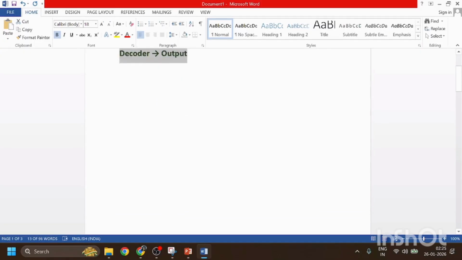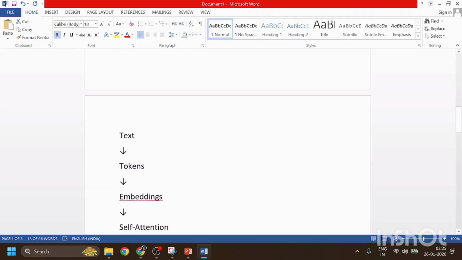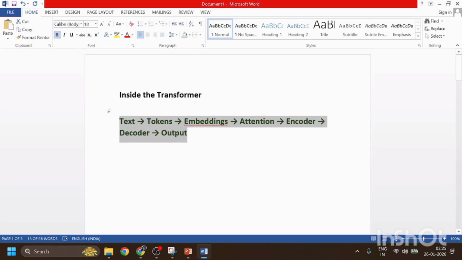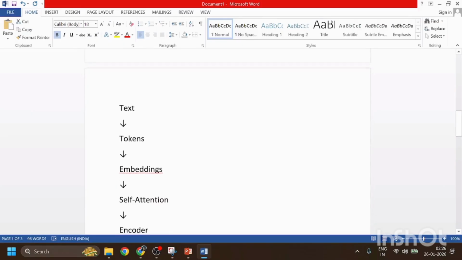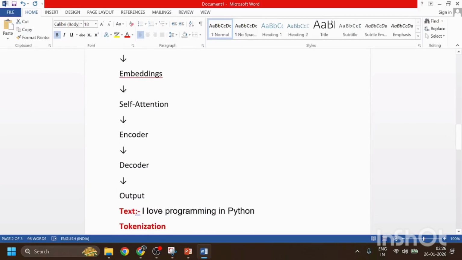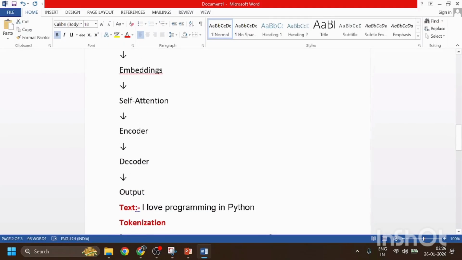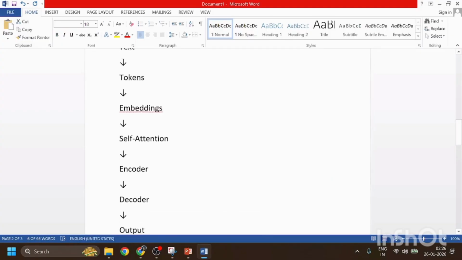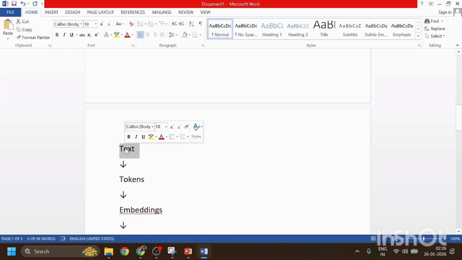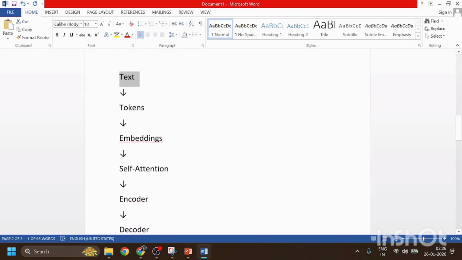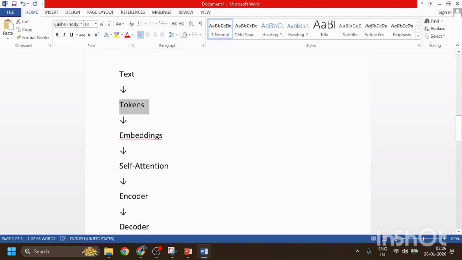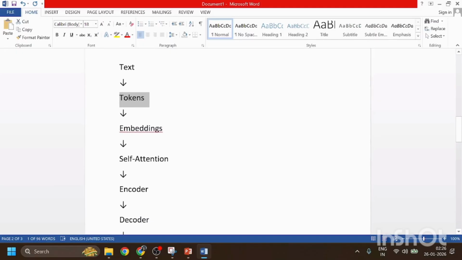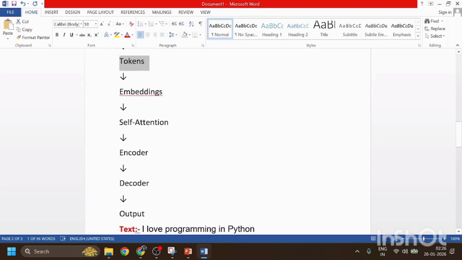Here you can see another diagram. This is horizontal, or you can write it vertically: text, tokens, embedding, self attention, encoder, decoder and output. First of all I need to take the text, that is, I love programming in Python. After this I need to do tokenization, converting the text into tokens. So what are tokens?